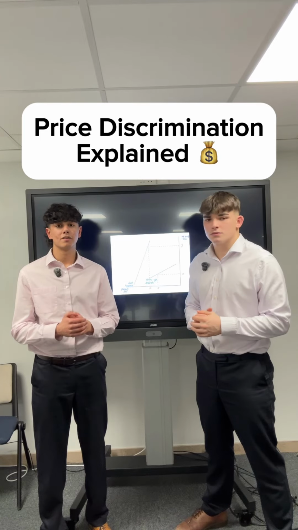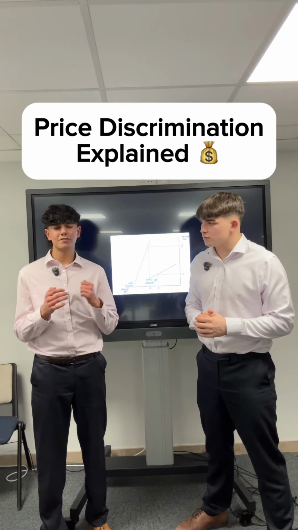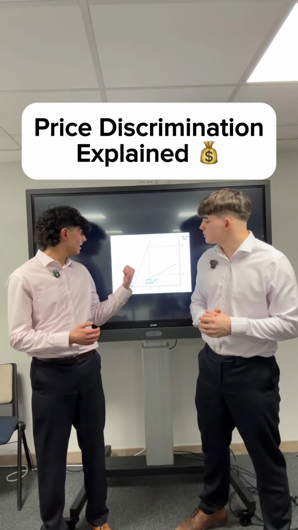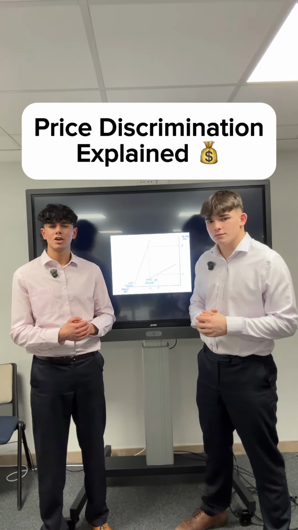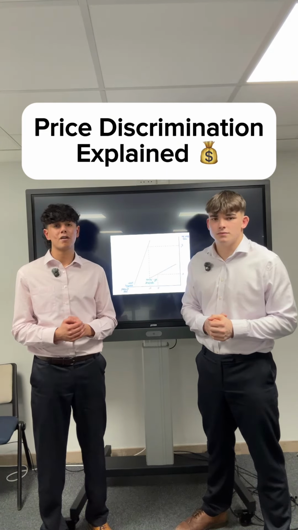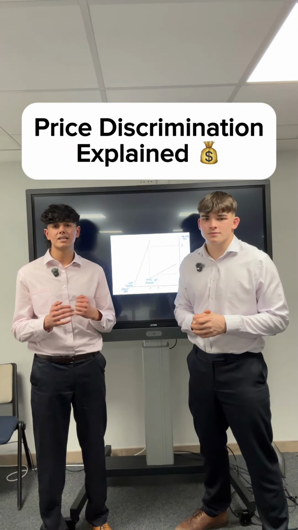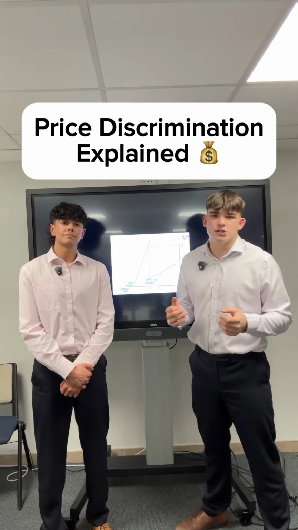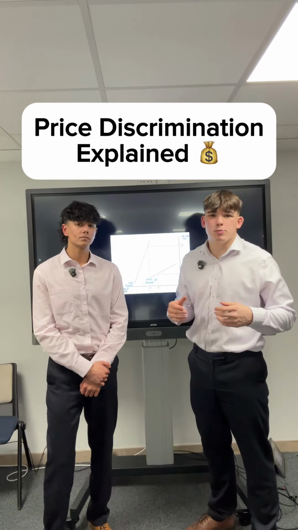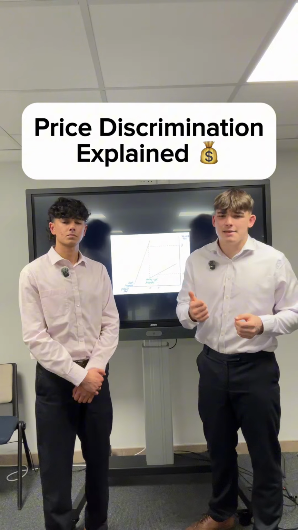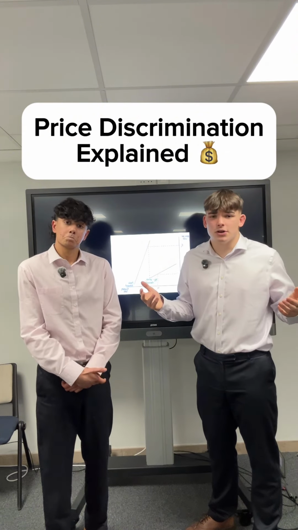Price discrimination is when a firm charges different prices to different groups of consumers for the same product. A classic example is peak versus off-peak travel. During peak hours, demand is usually price inelastic because people must travel at that time, meaning they're less sensitive to price changes. But during off-peak hours, demand is much more price elastic because people have flexibility. They can choose different times, modes of transport, or simply not travel.